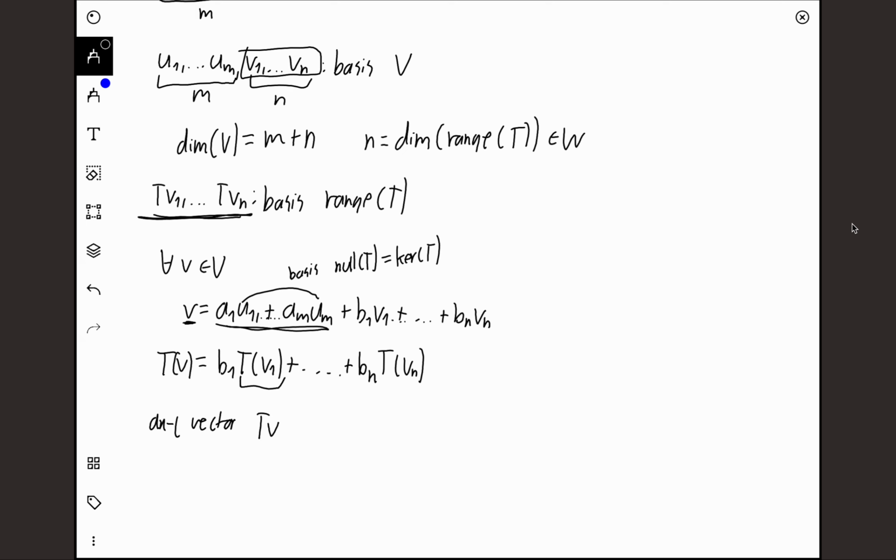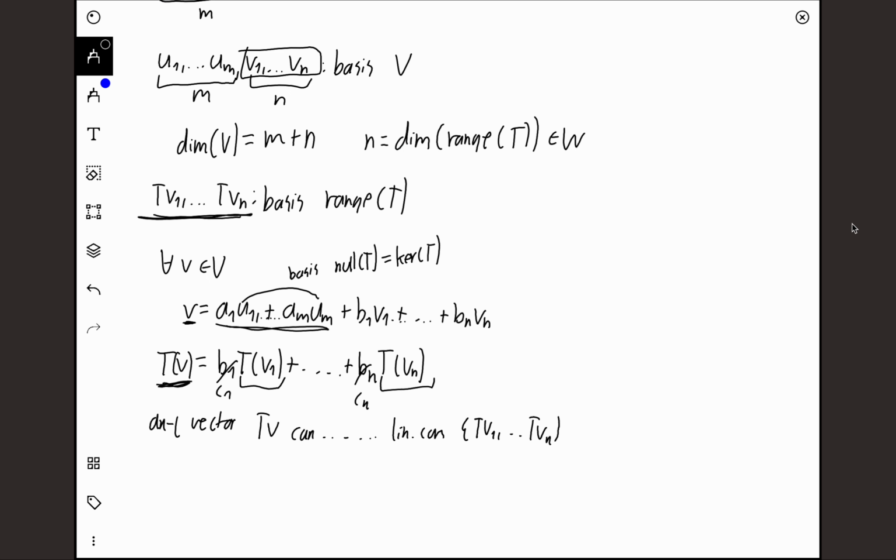of these basis vectors, with b1 to bn just coefficients. If you picked a different v, we'd have different coefficients, maybe c1 to cn instead of b1. But these Tv1, Tv2, until Tvn always stay the same. So this is just the basis. Any vector Tv can be written as a linear combination of the vectors Tv1 to Tvn.